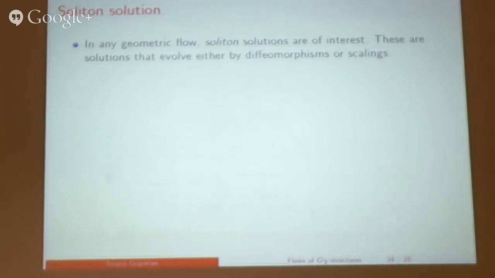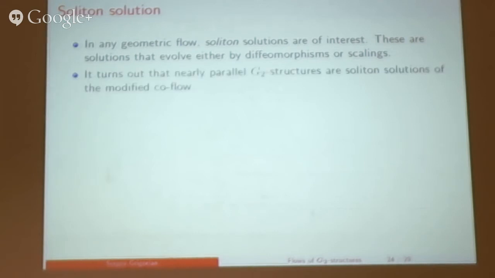Okay, so let me just give an example of a simple solution. For geometric flows, what people are interested in, which are the simplest things to do, is to find soliton solutions. A soliton is, in this setting, basically a solution that evolves either by diffeomorphisms or scaling. So it's a self-similar solution. It kind of stays almost the same along the flow.